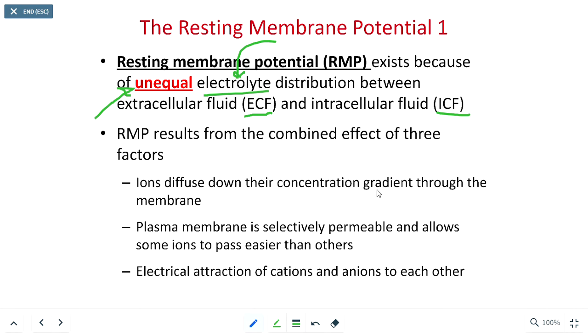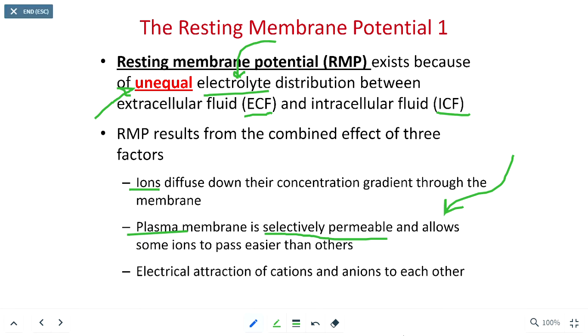And we have these uneven distributions of dissolved ions, giving us a resting membrane potential because of three different things. We have ions moving with their concentration gradients. We are going to have the plasma membrane being selectively permeable. And this is the big one right here. The selective permeability of the plasma membrane allows some ions to move in and out easily. Other ions have a more difficult time moving in and out.